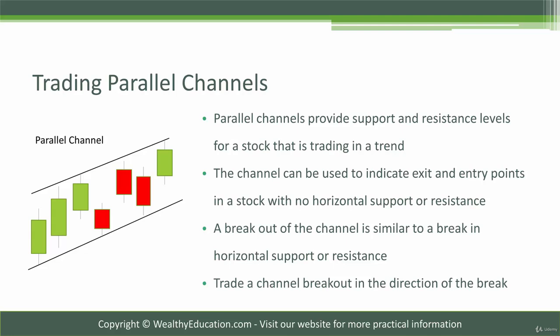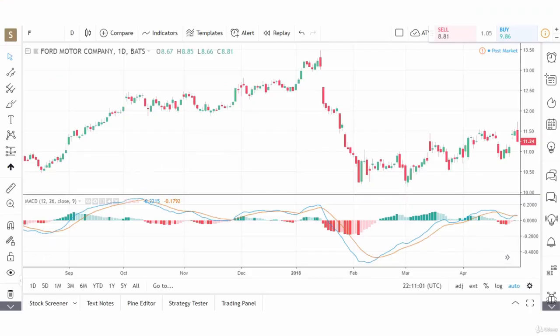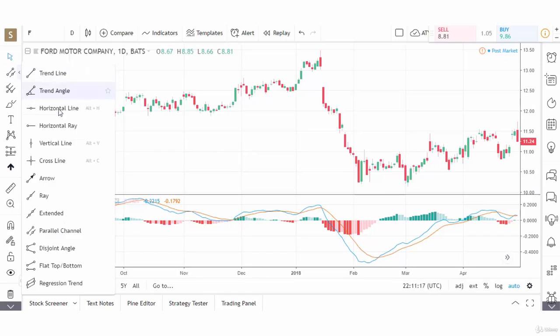So let's take a look at parallel channels on a chart and see how we use support and resistance in a parallel channel. Let's use a chart of Ford in TradingView to see how we might draw a parallel channel and how we could possibly trade using a parallel channel. So here I brought up a chart of Ford, and I'm going to go over to the left-hand side, click at the top on the trend lines, and go down to parallel channel here toward the bottom.